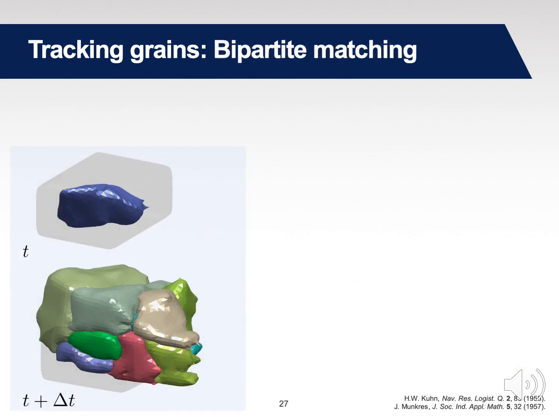Of course, there's more to it. We need to also identify the same grain across different time steps. So you've got a network of grains at one time step, a network of different grains at a different time step. And so if you have this grain M, where is it in the next time step? So this is an assignment problem.